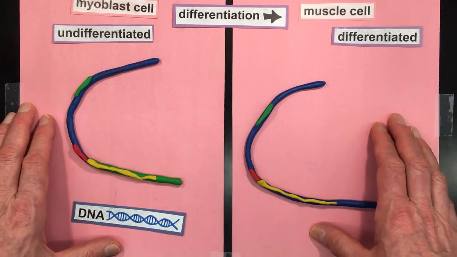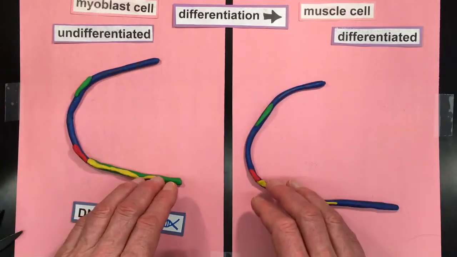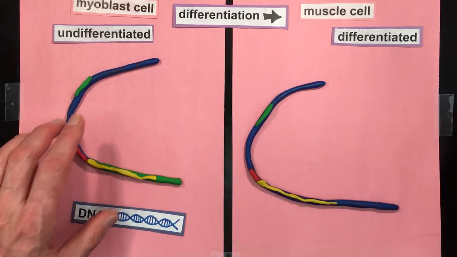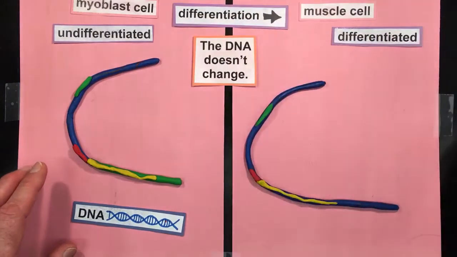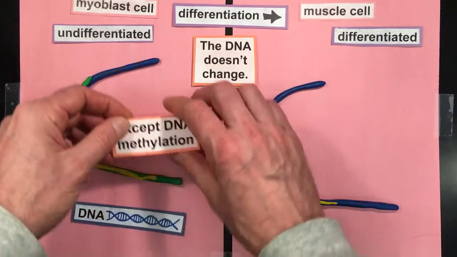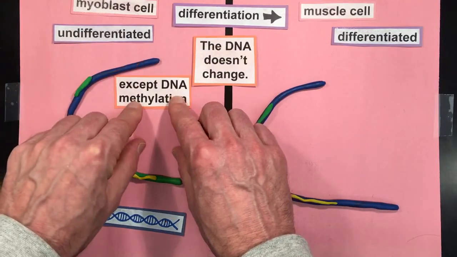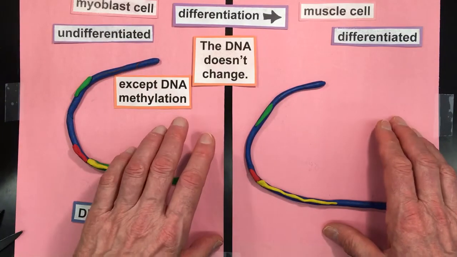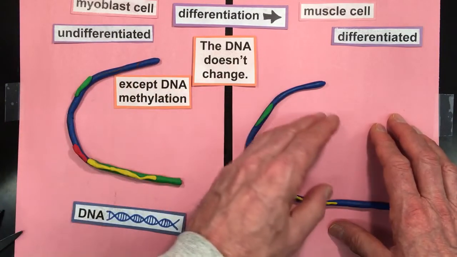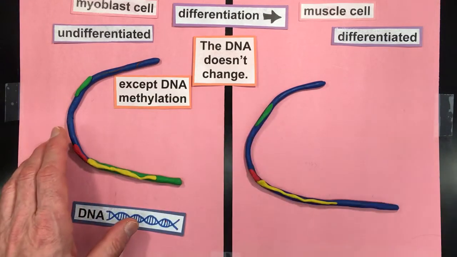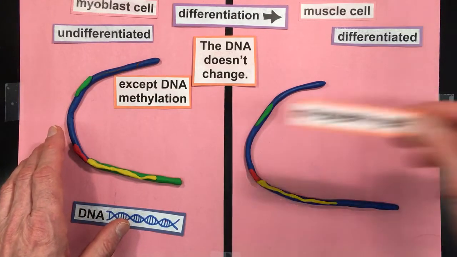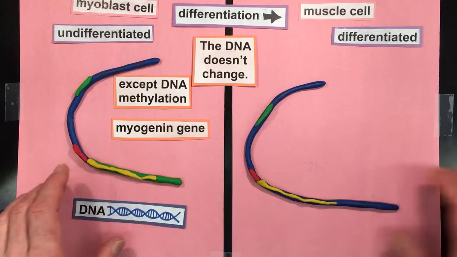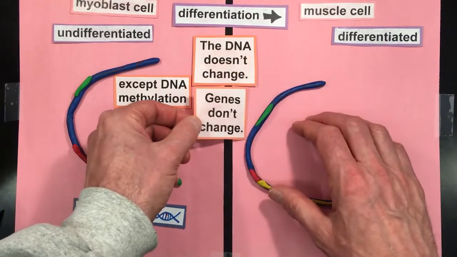The most important concept I'm teaching here is actually shown already, and that is during cell differentiation in general, the DNA doesn't change. We'll see in an optional video that there's one important exception to that, and it's something called DNA methylation. But certainly the DNA sequence doesn't change. The A, G, C, T letters stay the same as muscle cells differentiate. We're going to be studying an important gene that's essential for muscle differentiation called the myogenin gene, and the myogenin gene doesn't change.